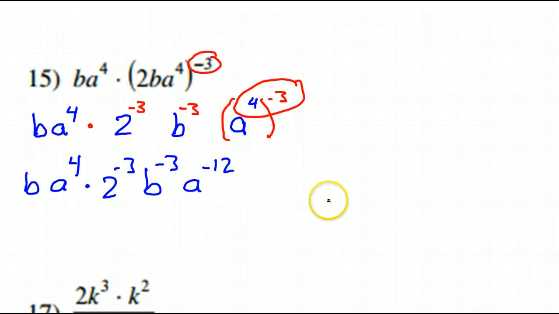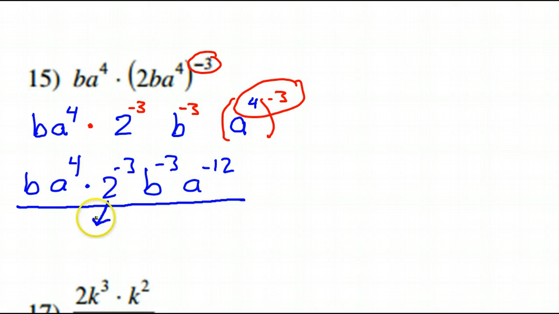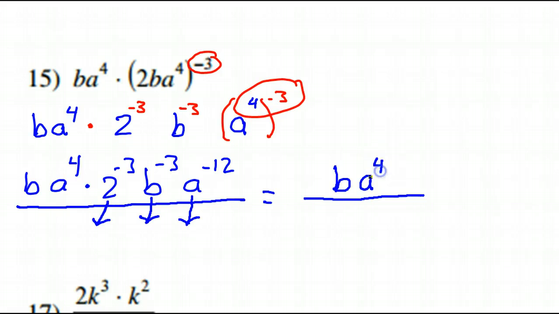Okay? Now, anything with a negative exponent is going to move to the other side of the invisible fraction. Right now, everything is starting off in the numerator. But this 2 is going to drop down because it has a negative exponent. This b to the negative 3 power is going to drop down, and this a to the negative 12 power is also going to drop down. Okay, so what are the only things that will remain up? We've got the b, a to the fourth power, that's going to stay up.